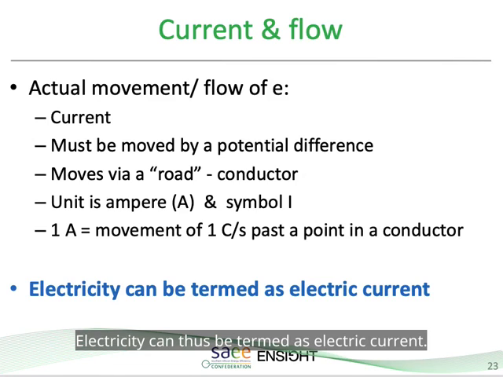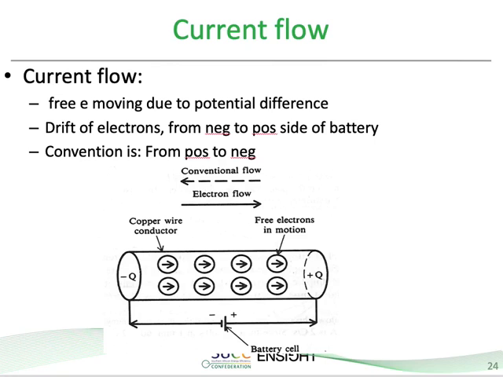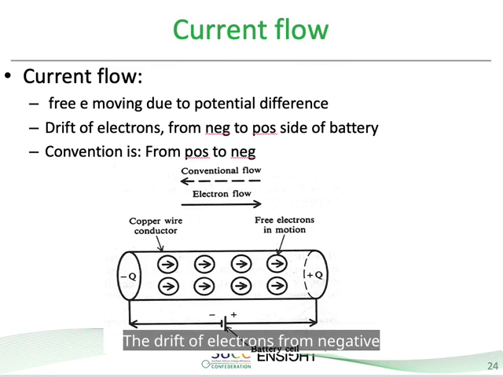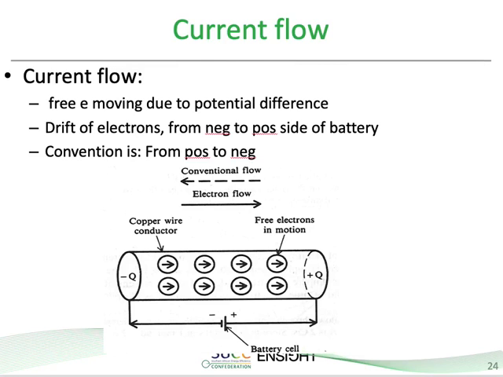Electricity can thus be termed as electric current. The current flows by moving free electrons due to the potential difference. The drift of electrons is from the negative to the positive side of the battery, and the convention is from positive to negative.